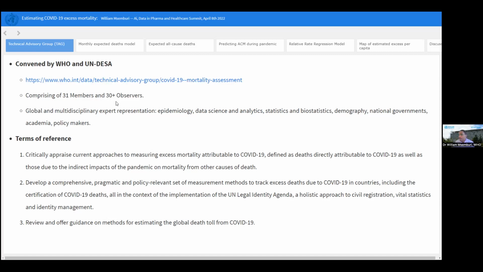So that's the background. What I'm going to do now is just very quickly go through the methods and discuss what we are doing in the places with data and also in the places without. A very brief discussion after that.